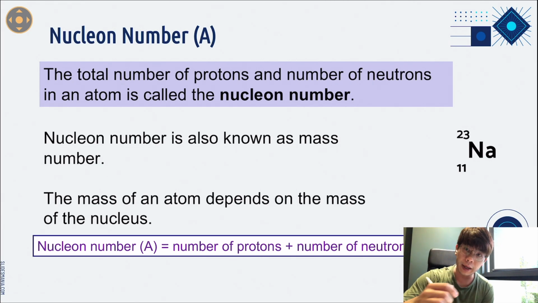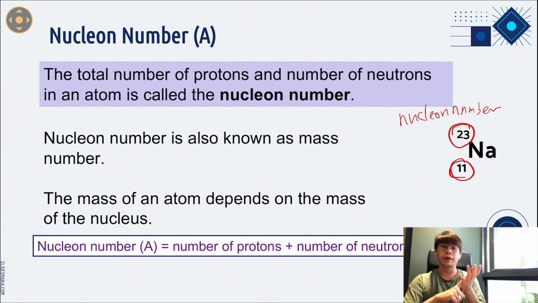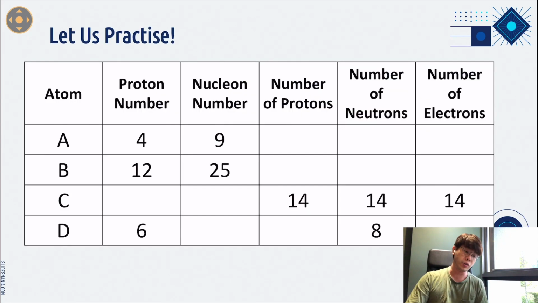Now, if you look at the symbol form over here, 23 and 11, we just discussed that 11 is the proton number, and 23 over here is what we call the nucleon number. By knowing the nucleon number as well as the proton number, we are able to tell the number of protons, number of electrons, and number of neutrons inside an atom. So let's try some questions now.